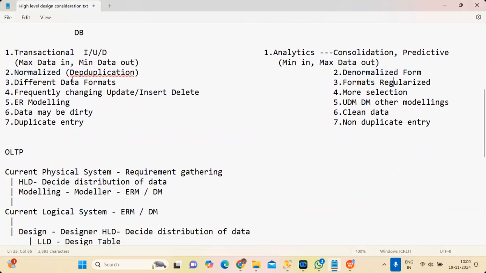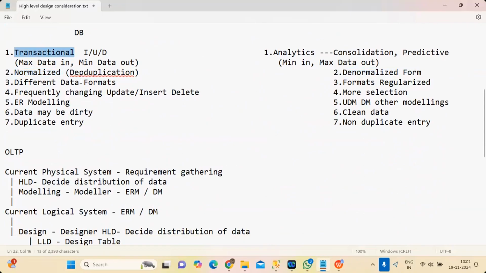Now, don't we retrieve the data at all from the transactional system? The answer is no, it's not so. We do retrieve data from the transactional system, but the data will be very small. So therefore, it will be fast to retrieve.